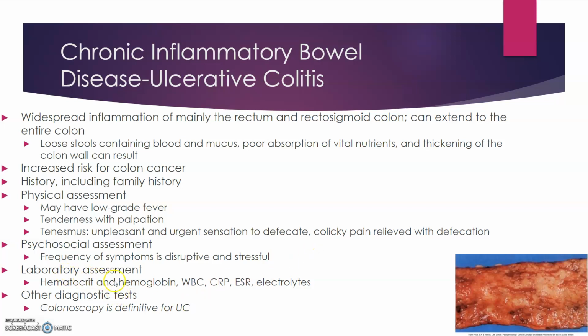Laboratory assessment is going to include an H&H to see how much they're bleeding, WBC to look for inflammation with the markers CRP and ESR, and check electrolytes if they're not absorbing things well. Diagnostic tests: we'll do a colonoscopy and look for definitive signs and symptoms of UC. And then there are biomarkers that we can do as well.